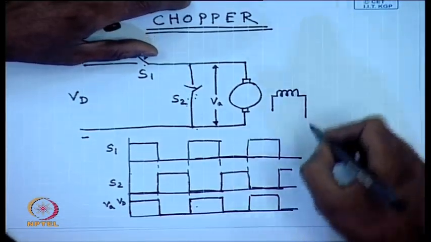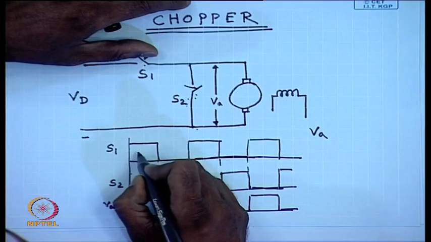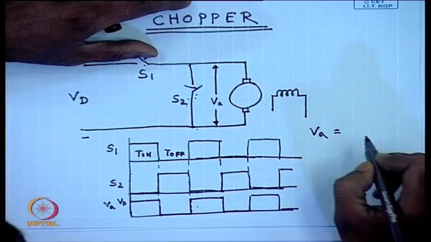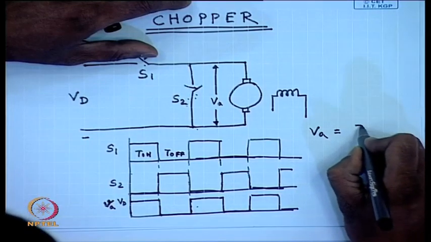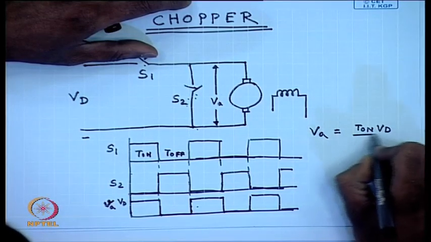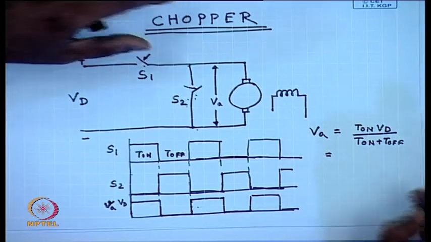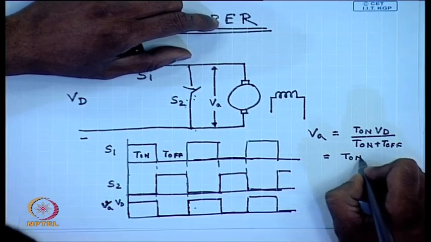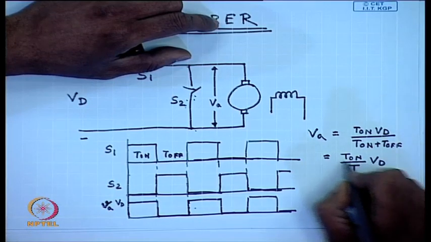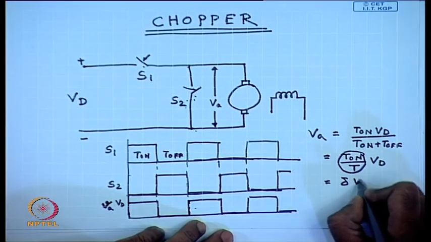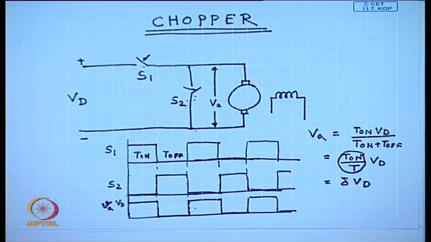So, what is the average armature voltage? V A, if this period is T on, this period is T off, then the average voltage V A equals T on into V D divided by T on plus T off, which comes to T on by T times V D. The quantity T on by T is called the duty ratio of the chopper, delta, so V A equals delta V D. So, we see this chopper provides a convenient means of controlling the average voltage applied across the DC machine armature terminal.